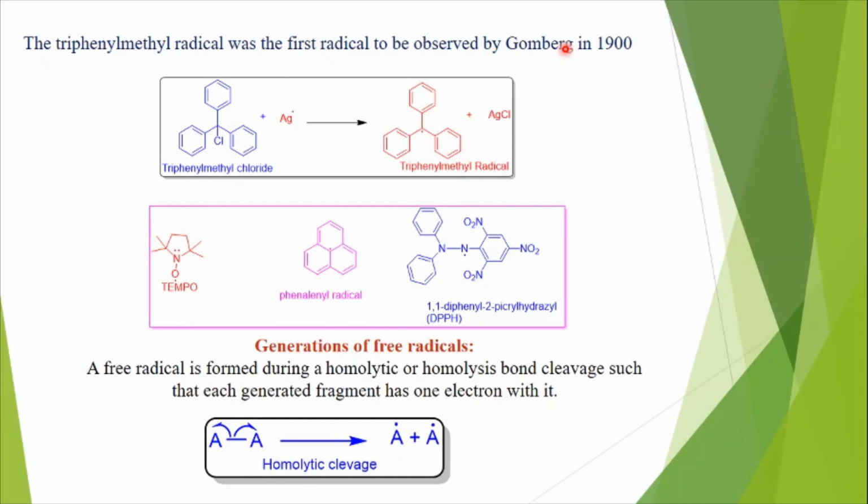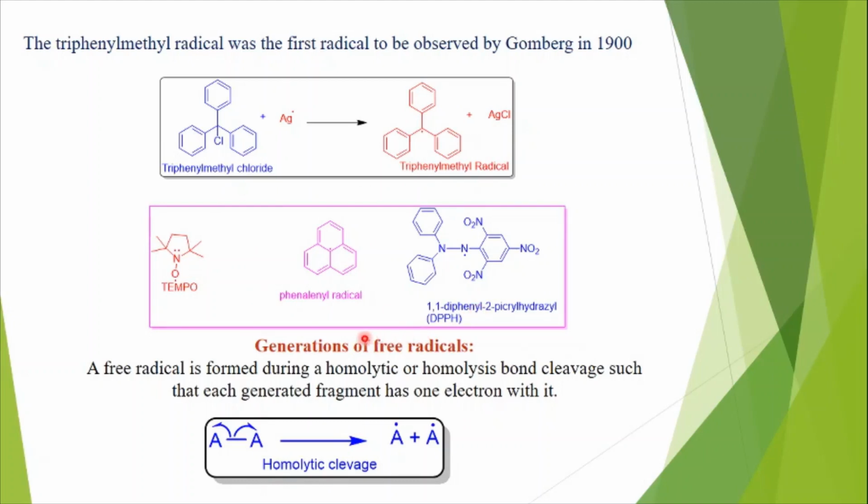It can be generated by treatment of this triphenylmethyl chloride with silver. You will get this triphenylmethyl radical and AgCl. These are other examples of radicals, hindered radicals, that is TEMPO, phenalenyl and DPPH.